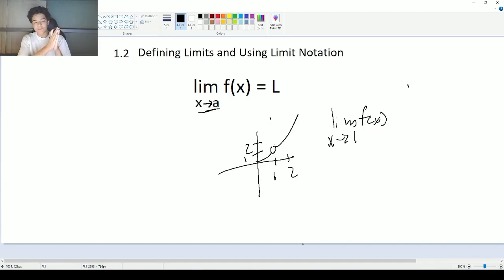because since it's an open circle, it means that from the left side, it's going to get infinitely close to 1. It's going to go to like 0.999999. And on the right side, it's going to be 1.0001. It's going to get really, really close to 1 on both sides. It's just never going to touch it.